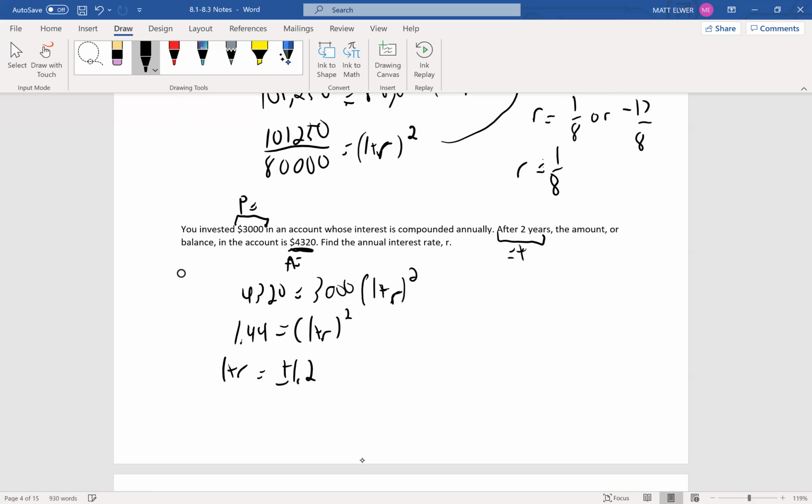Maybe I'll make it a little bit more explicit. Take the square root of both sides. And then notice that I can subtract 1 on both sides, right? So we get R equals plus or minus 1.2 minus 1. And the only positive answer that I can get is the positive 1.2 minus 1, which is equal to 0.2. Because the other answer gives a negative interest rate. But we know that we can't have a negative interest rate again, because we grew our account.